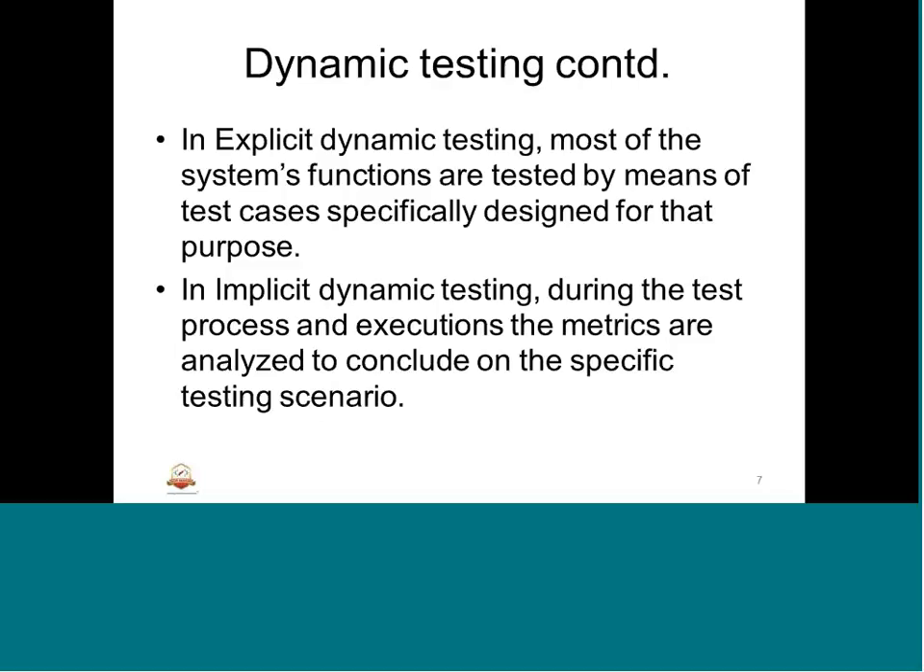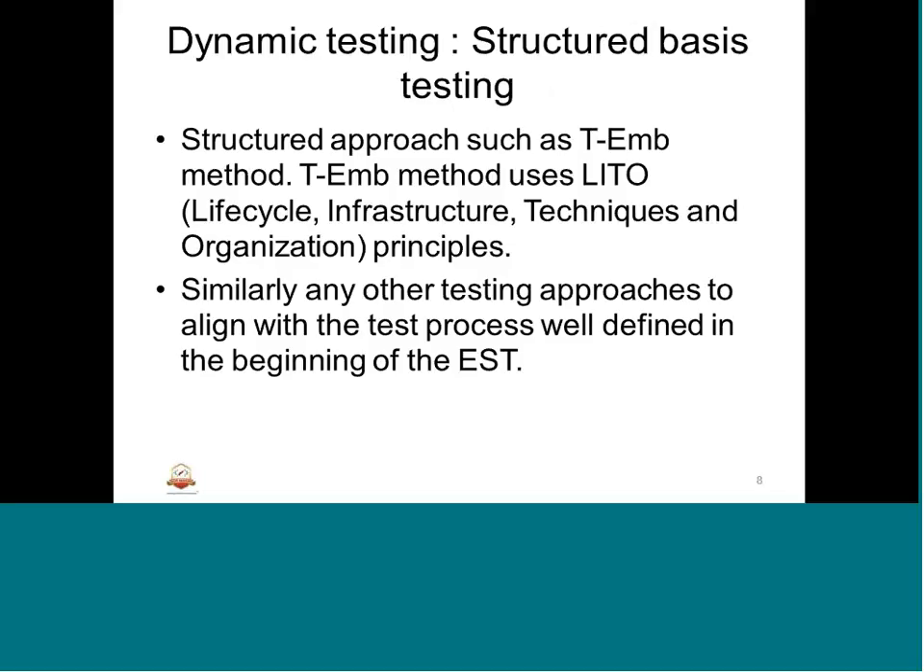Also, we had gone through two types of dynamic testing at a broader level. Explicit dynamic testing, where most of the system functions are tested by test cases specifically designed for that purpose. Implicit dynamic testing, where we do the testing based on what we have done using explicit dynamic testing. That is, the process that we had done for dynamic testing will help us in understanding or analyzing some more test cases, which are all directly or implicitly tested. And structured basis testing for dynamic testing, we had already gone through in unit 1, that is the PMB method, which has little principles.